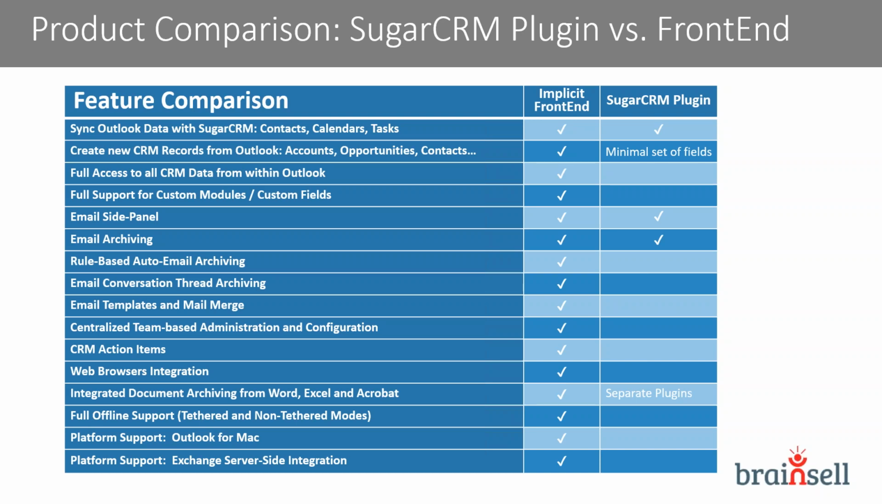I'll talk about offline mode support, basically the two modes that the system can work in: tethered mode when you're online, and non-tethered mode when you are, for example, taking your laptop and meeting with a customer, and you may or may not have internet access. You still have all the CRM data with you. And then I'll mention two other products that we support, even though that's not the focus of this webinar: the Outlook for Mac and the Exchange Connector.